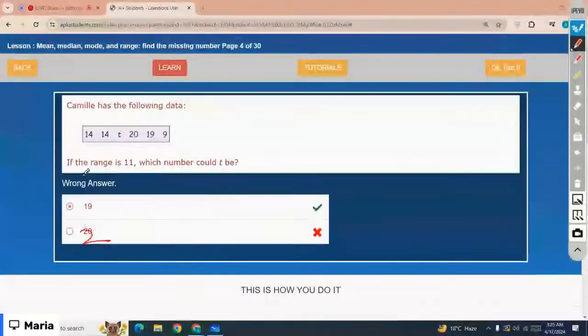In this case, the correct option is 19 because you are given the range is 11. And range is the difference between the greatest and smallest number. The greatest number is 20, the smallest is 9. If you replace t by 2, then the range would be 20 minus 2, that would be 18, right? So that means the t must be 19. And here is a mistake, that isn't 20, that is 2. The correct option is 19.